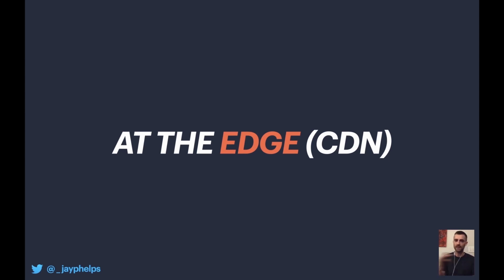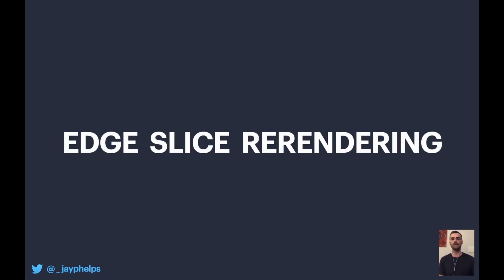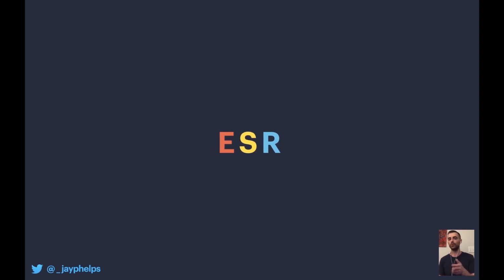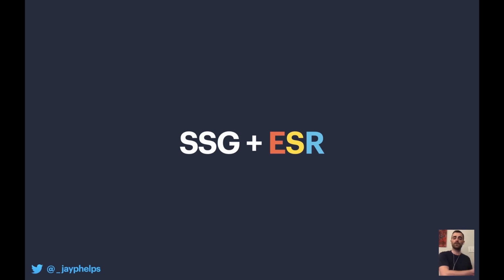So we take all that together, and we've been calling this technique edge slice re-rendering. And just like server-side rendering, we have an acronym, right? So it's ESR, or edge slice re-rendering. But unlike static site generation and unlike server-side rendering, you don't use edge slice re-rendering by itself. Case in point, it's called re-rendering, right? This is not rendering, it's re-rendering. And so you need to combine it with another technique, and usually that's with static site generation, but it doesn't have to be. It can be server-side rendering.